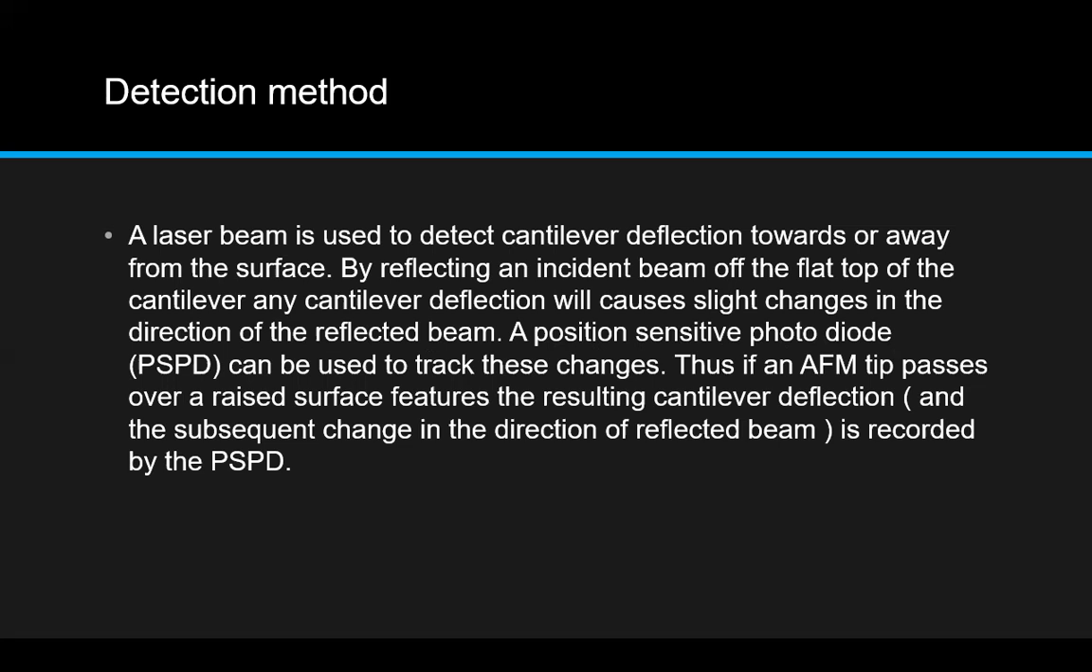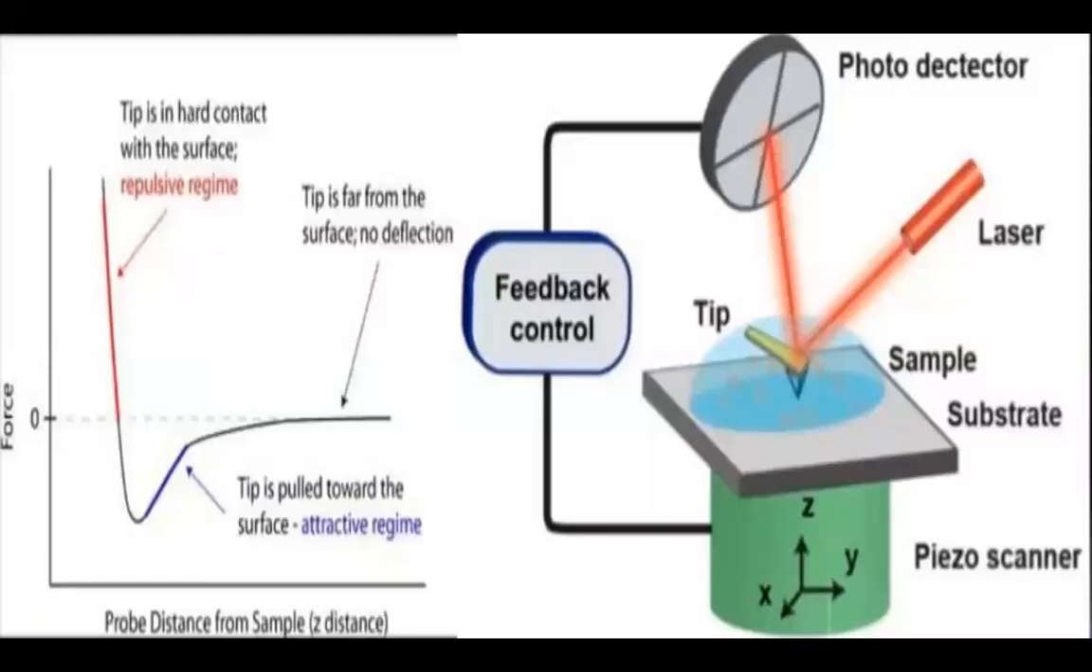The diagram shows the tip, the laser falling on the cantilever, and the photodetector. The laser falls on the tip, sample, substrate, piezo scanner, and the feedback control mechanism. The graph is also shown on the right-hand side of the diagram, with the x-axis and y-axis: probe distance from the sample, and the force.